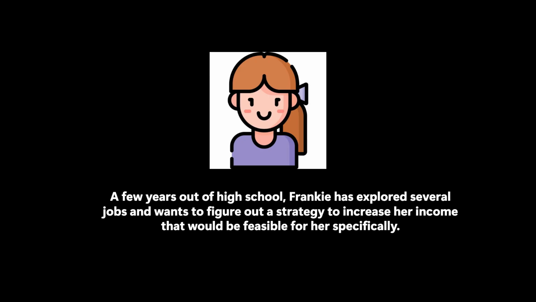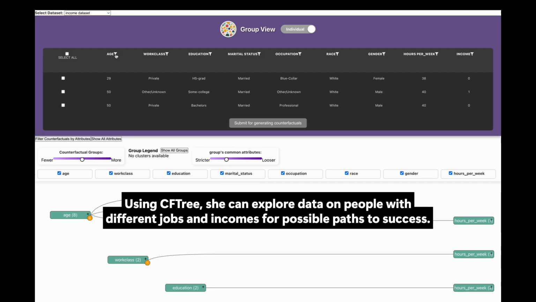A few years out of high school, Frankie has explored several jobs and wants to figure out a strategy to increase her income that would be feasible for her specifically. Using CFTree, she can explore data on people with different jobs and incomes for possible paths to success.